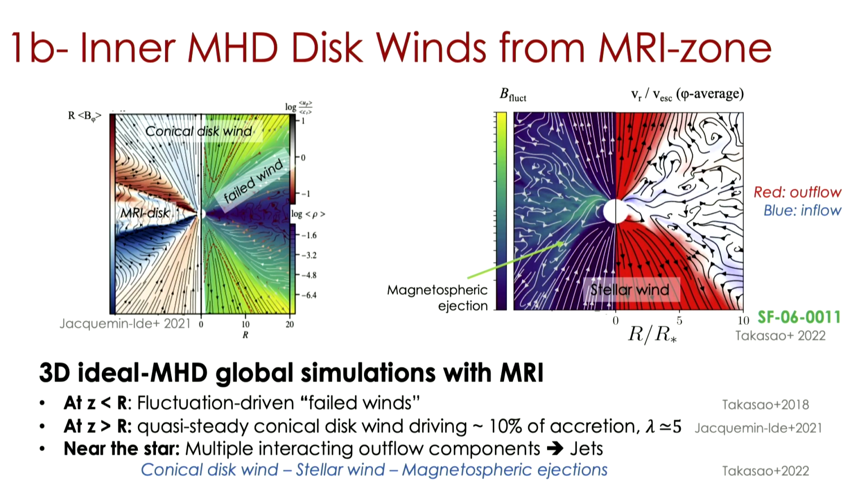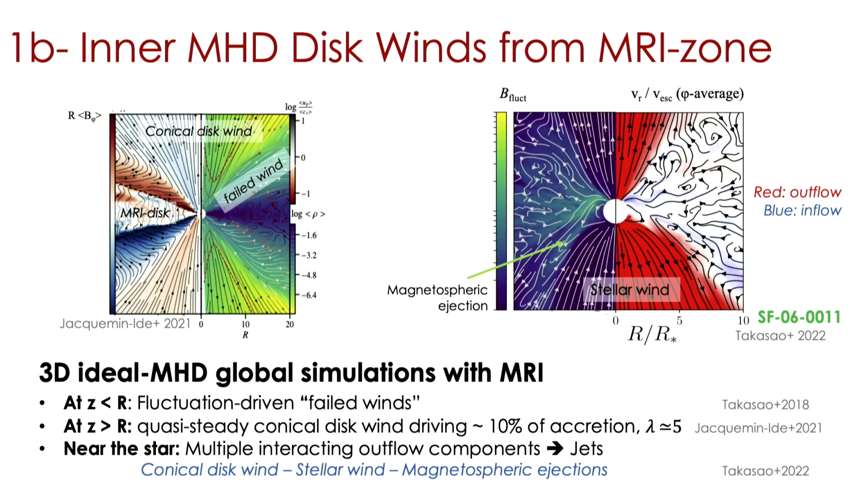Now, going to the inner winds from the MRI zone. Again, here we have these new, very impressive 3D ideal MHD global simulations, including MRI. And there are two main results. First, when you look at large scale, far from the star, you see that this MRI disk is driving upflows into this thick atmosphere, but there is a braking torque, and it doesn't escape, but falls back.